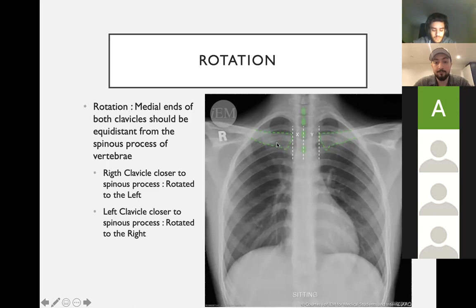If it's rotated to either the right or left, it will affect the findings of your X-ray. You might see things that are false or not an accurate representation of the X-ray of the chest. So make sure the clavicles are in the center.